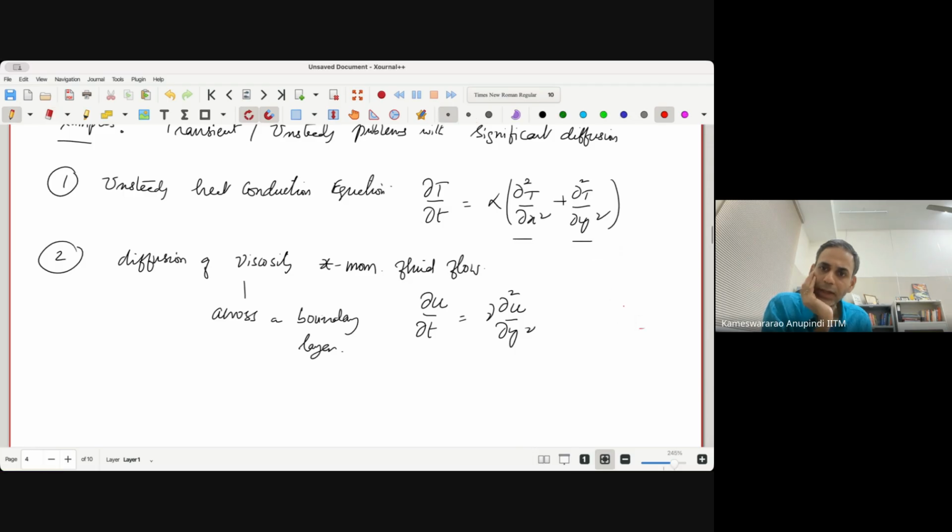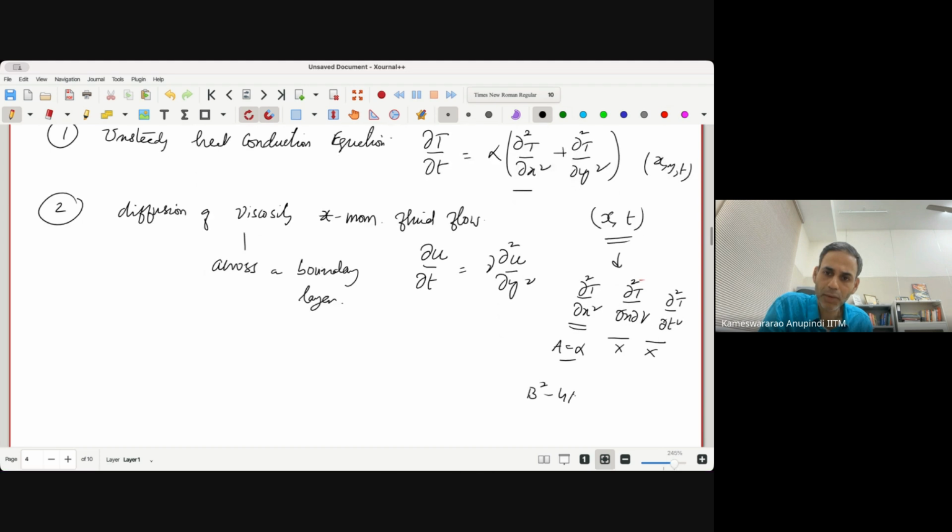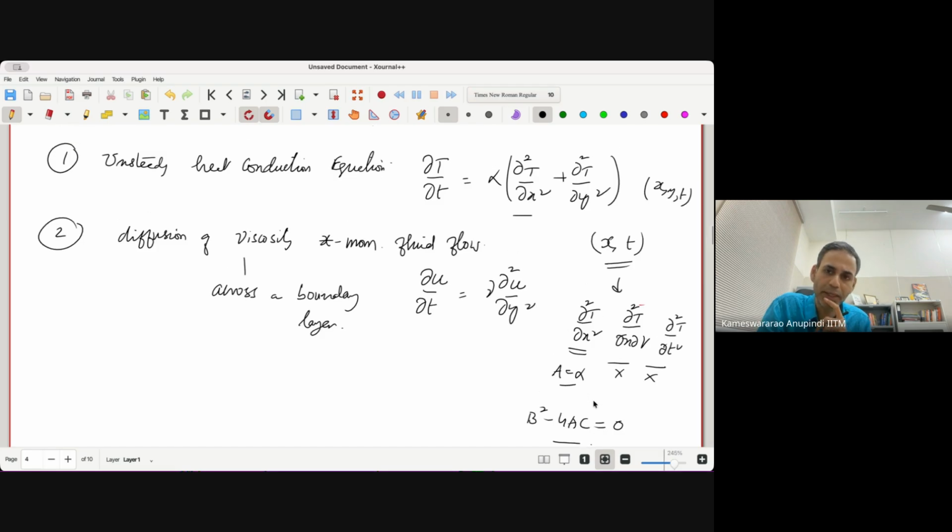And if I take x and t as my variables, I'm not really considering the second one, because there are 3 variables here. You have x, y, and t. So if I were to deal with only x and t in these coordinates, I'm looking for terms which are partial squared T by partial x squared, partial squared T by partial x partial t, and then partial squared T by partial t squared. You realize that these 2 terms are not there. The only term that we have here is A equal to alpha, right? The other 2 are not there. So as a result, B squared minus 4AC will come out to be 0, right? Because both B and C are 0.